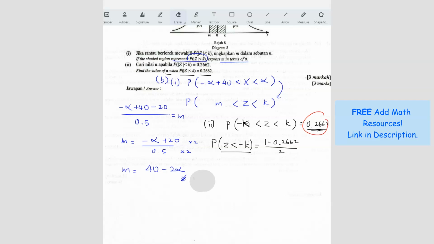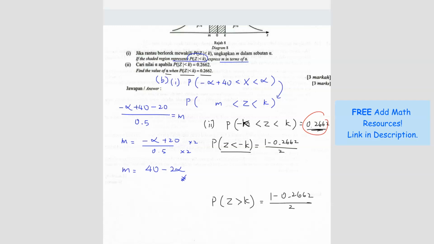If you're using a table, then you have to use P(Z more than K) equals the same thing, more than K, because you are using the right hand side of the graph, this side. So if you're using a calculator, you use the left side. If you're using a table, you use the right side. Okay, so now coming back to this, I'm going to calculate this first.